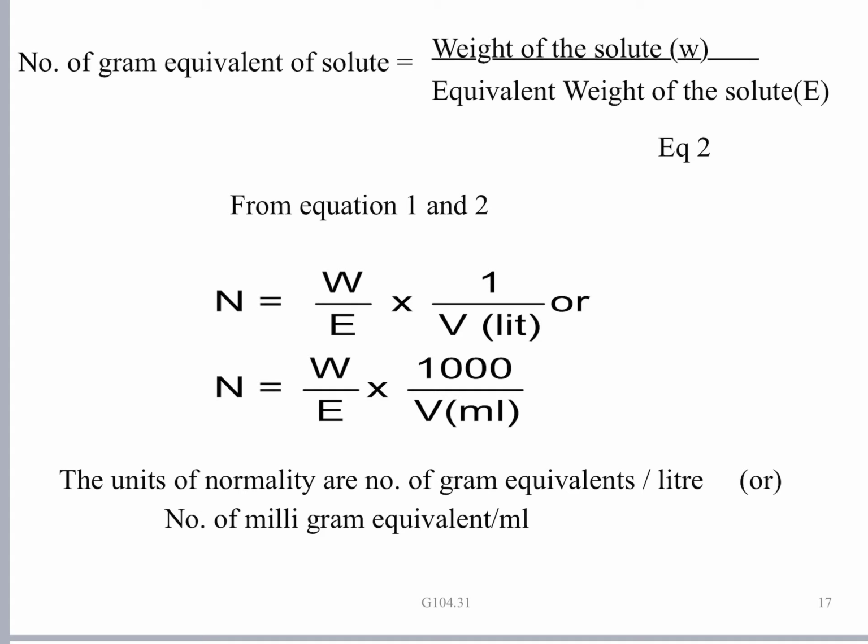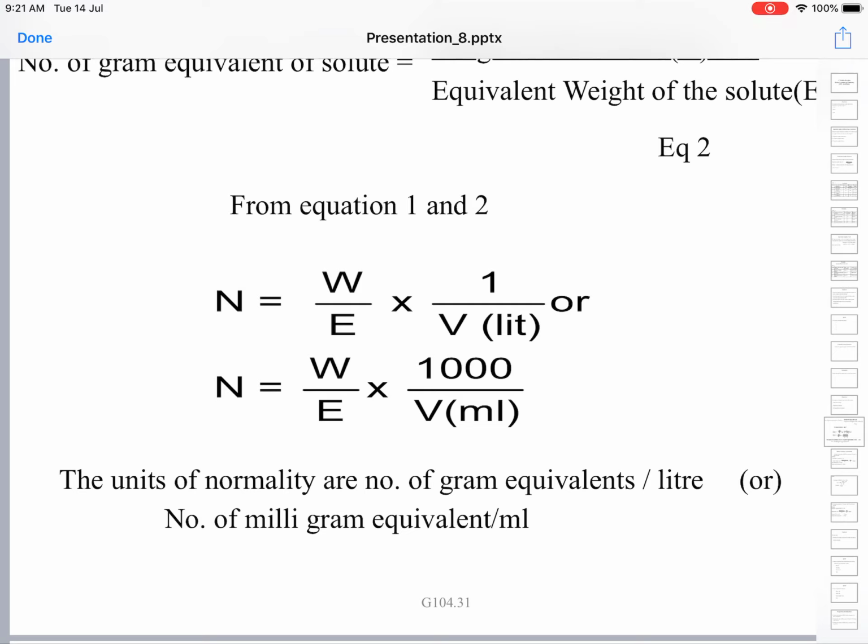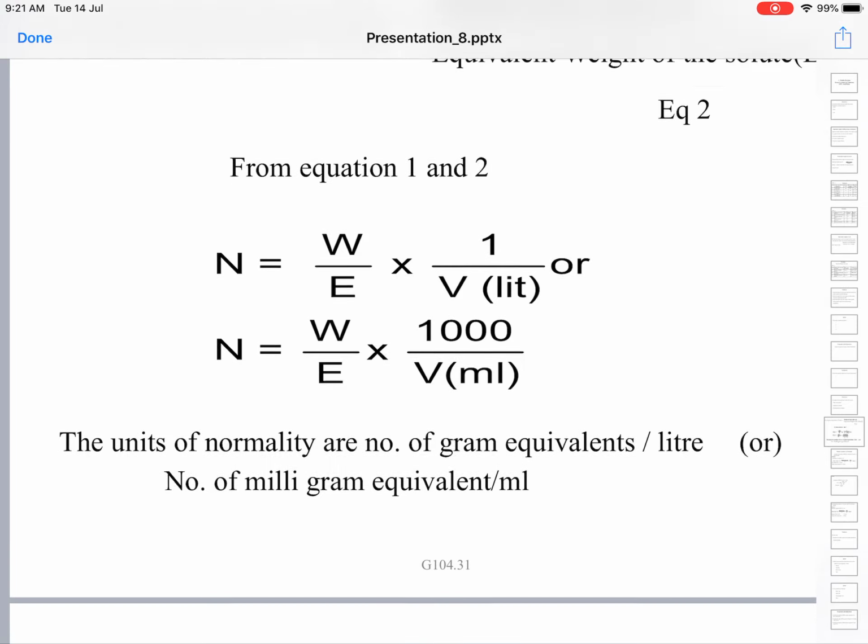The units of normality are number of gram equivalents per liter, or number of milligram equivalents per milliliter. When you change that, this will also change accordingly. When grams are changed into milligrams, the liter is changed into milliliters. It's as simple as that. There is no difference. But normally we use the unit gram equivalents per liter.